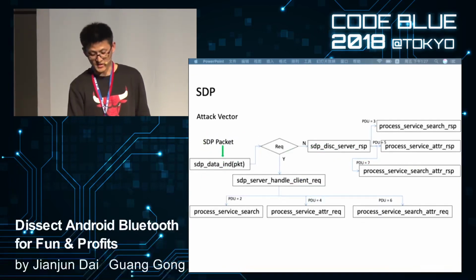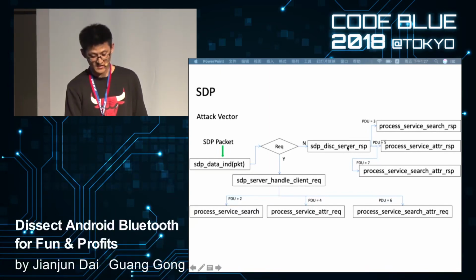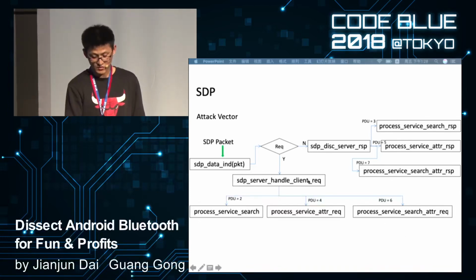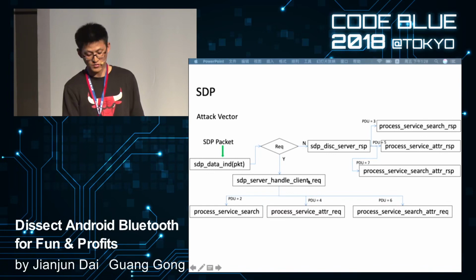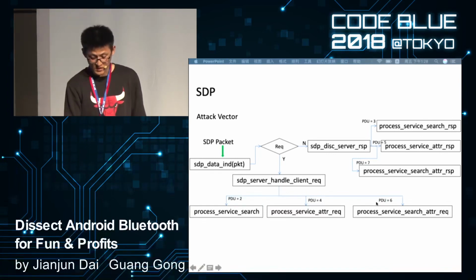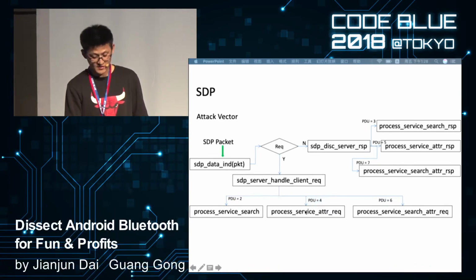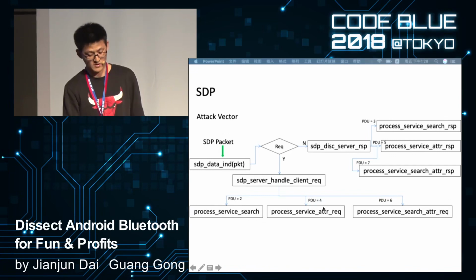The attack vector of SDP is straightforward. For request data, it calls sdp_server_handle_client_req, and sdp_disc_server_rsp for response data. In function sdp_server_handle_client_req, it calls different handlers according to different PDUs. The same applies to the response function. For example, if the PDU is 4, process_service_attr_req will be invoked.